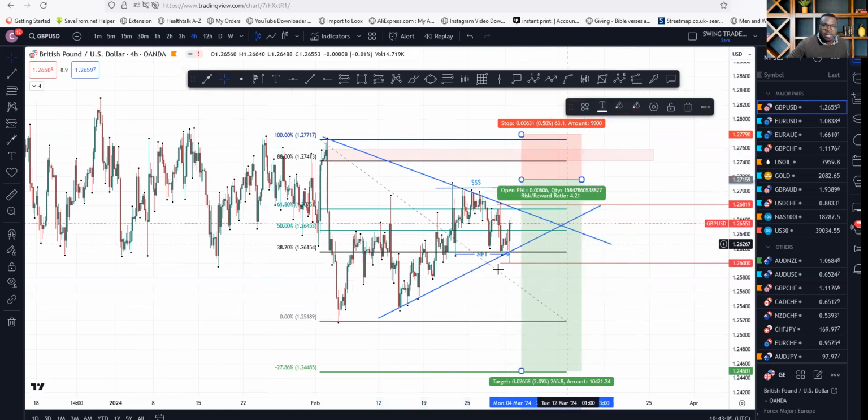But I expect that price will still push higher because I already have enough follow through on the 4-hour analysis telling me that price wants to still go up.